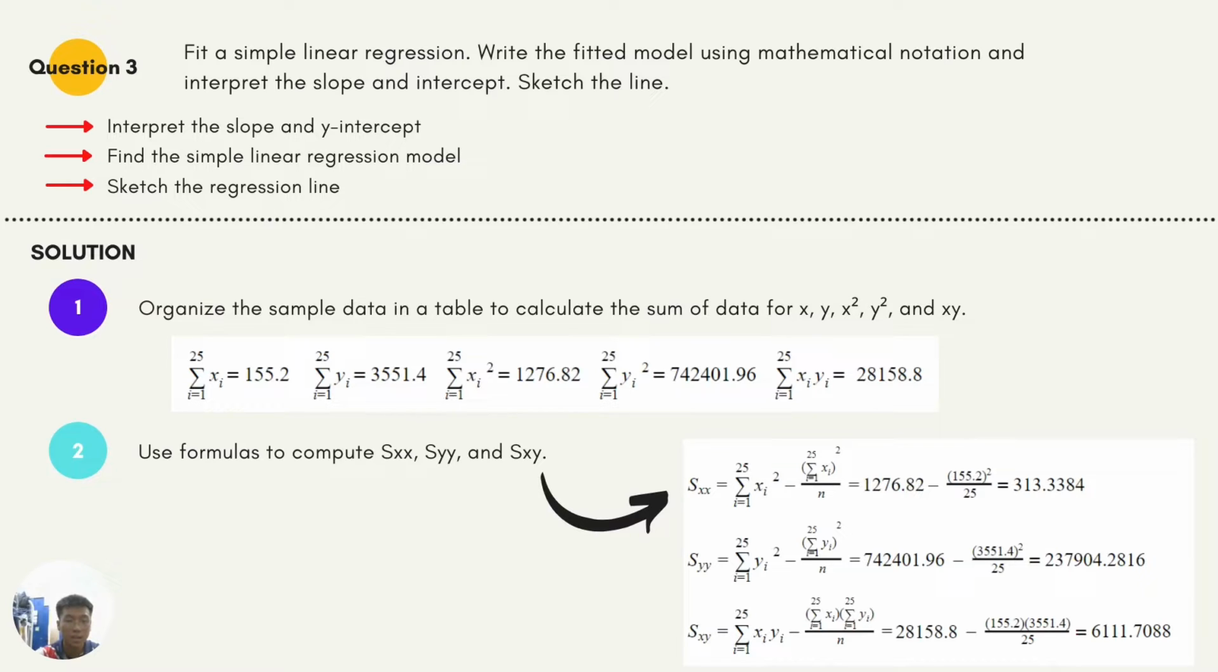After the calculations, SXX equals 313.3384 by its formula sum of x squared minus sum of x squared over n. SYY is 237,904.2816 by its formula sum of y squared minus sum of y squared over n, whereas SXY is 6,111.7088 by its formula sum of xy minus sum of x times sum of y over n.